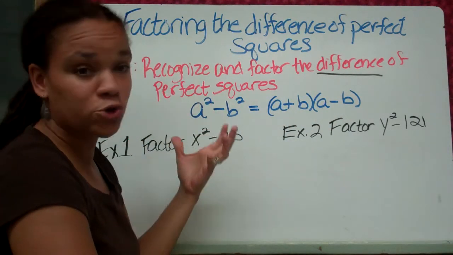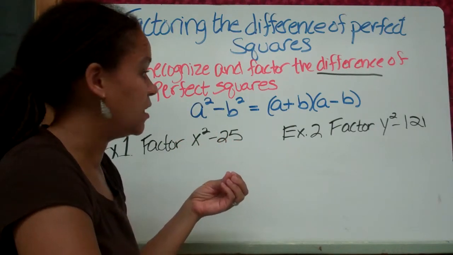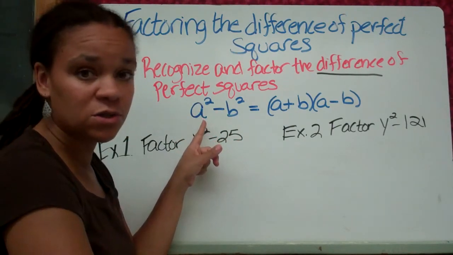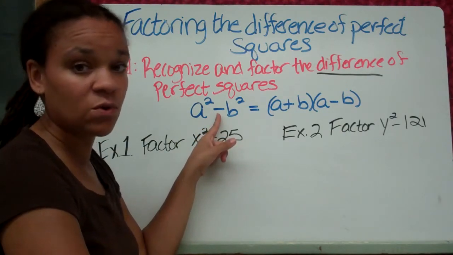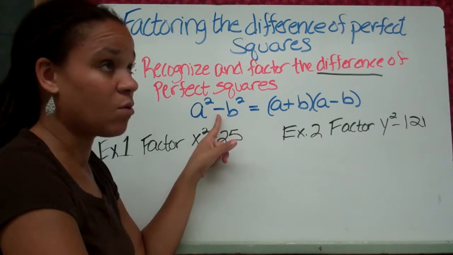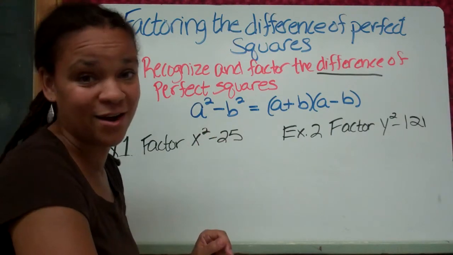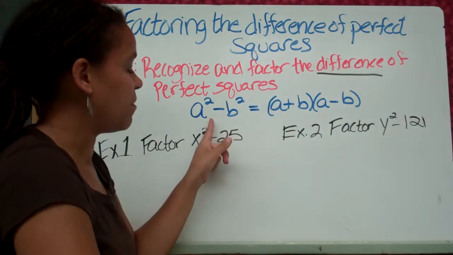This little shortcut comes in handy a lot, so it's very useful. But it's only when you see the difference, only when it's subtracted. If this were a plus sign, what we're going to do does not work. I can't stress that enough. It must be the difference of perfect squares.